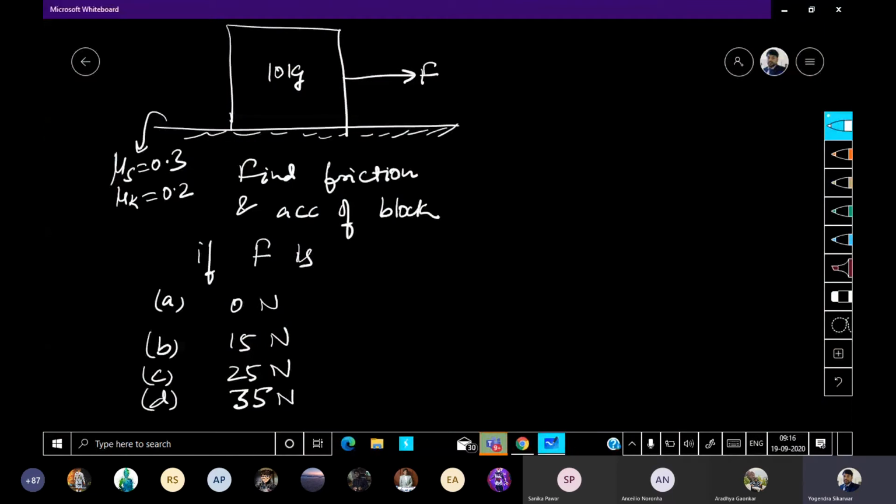Find friction and acceleration of block if F is... So let us put F is equal to 0 as it is given in the first case. We already know, in the back of our mind, we have done the calculations that Fs max is equal to 30 Newton and Fk is equal to 20 Newton. Now try to understand, as this F is 0, applied force is 0. Is there any need for friction to act on the object? No.